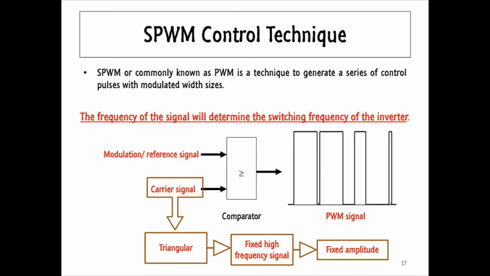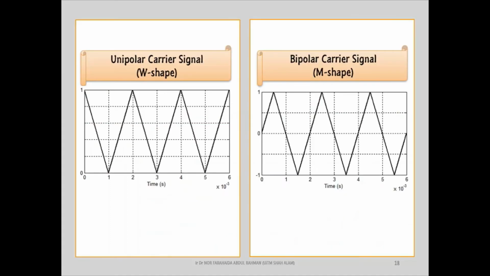In overall, you must be able to differentiate between the output frequency and switching frequency of the inverter. Both frequencies are referring to different parameters. Typically, there are two types of the carrier signal, which are unipolar and bipolar carrier signals. The unipolar signal is normally in W shape and it has a positive amplitude only. Meanwhile, the bipolar carrier signal has an M shape with positive and negative amplitudes.